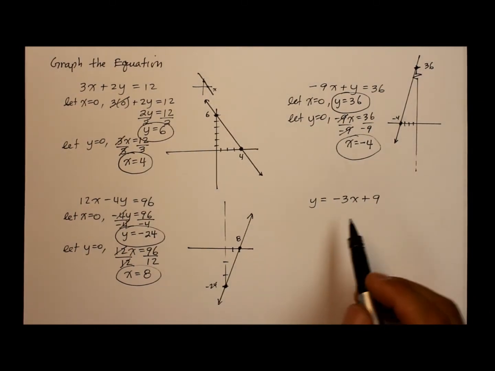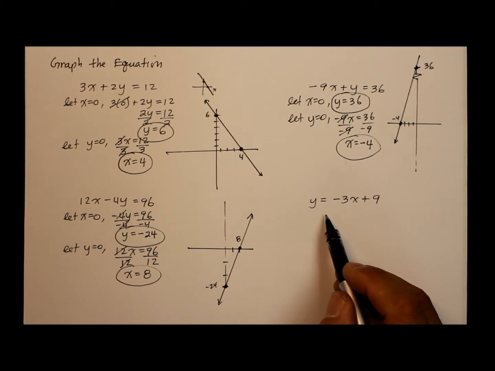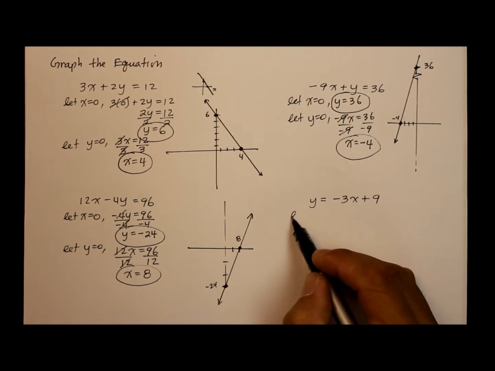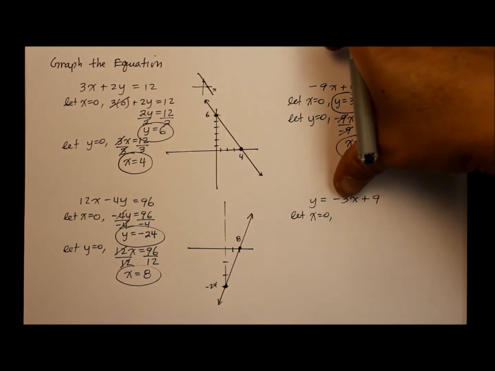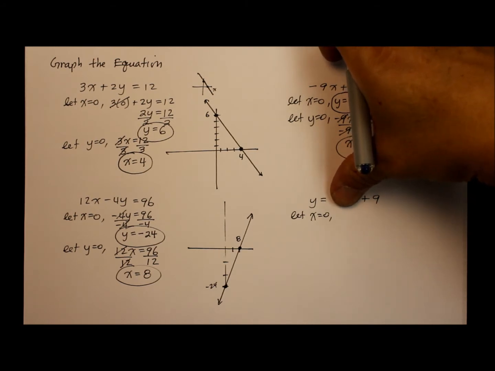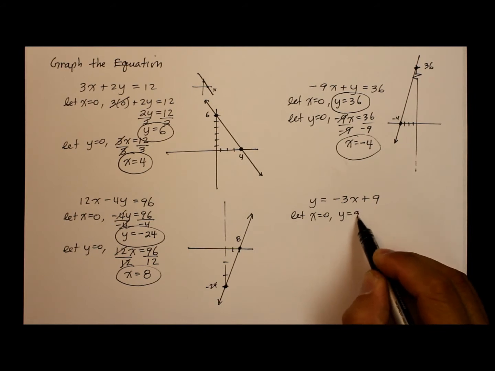Alright. Now this one, later on you'll realize is called slope-intercept form, and there is another way to graph this. But we could still use the x and y intercept to graph this. Again, like before, let x equal 0. When you do, put the finger around the x term. So y is equal to 9. That wasn't too bad. Y is equal to 9.